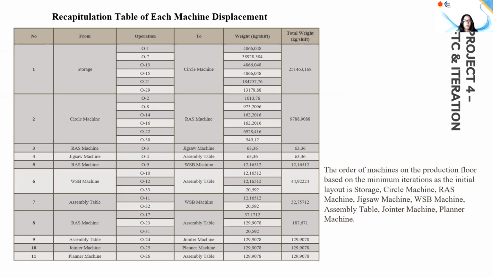So, moving on to project 4. The purpose is to know the operation or production flow based on the weight of each operation in each component's assembly and finishing, to get this recap table so that we can get the iteration table next. Based on the iterations that we did, there are 4 iterations and the minimum weight iteration is iteration number 4. Based on the minimum iteration, the order is from storage, next circle machine, router machine, jigsaw machine, WSP machine, assembly table, jointer machine, and the last one is the planer machine.